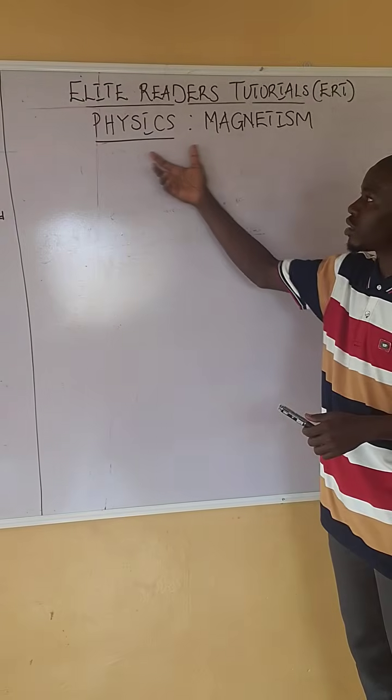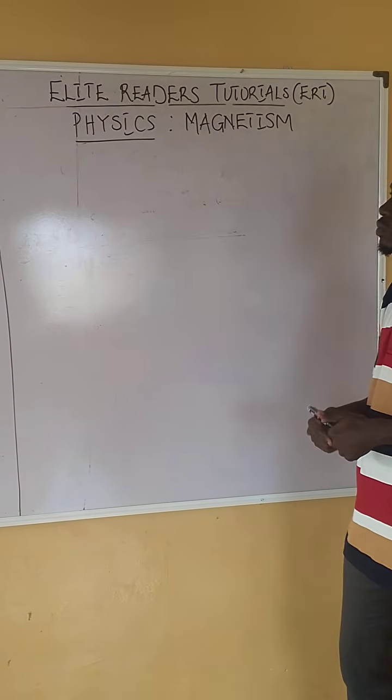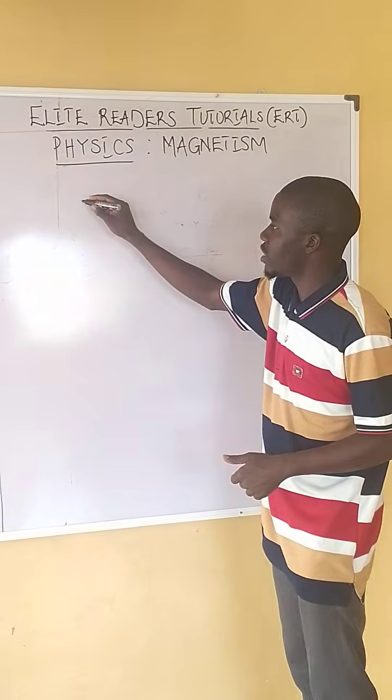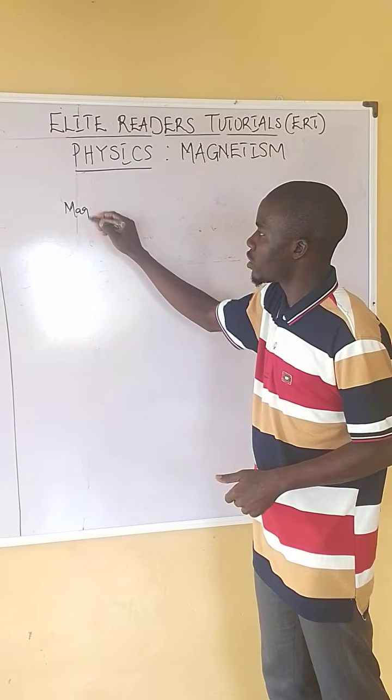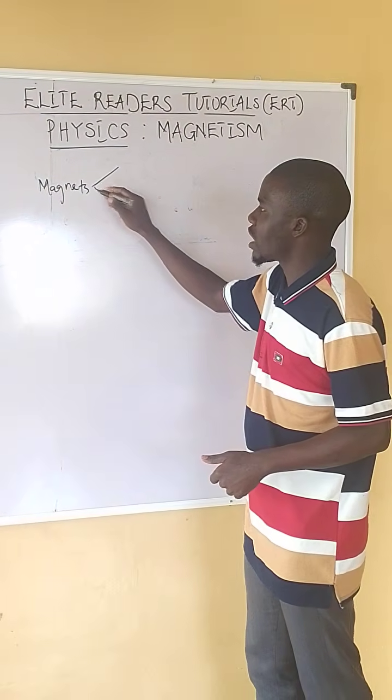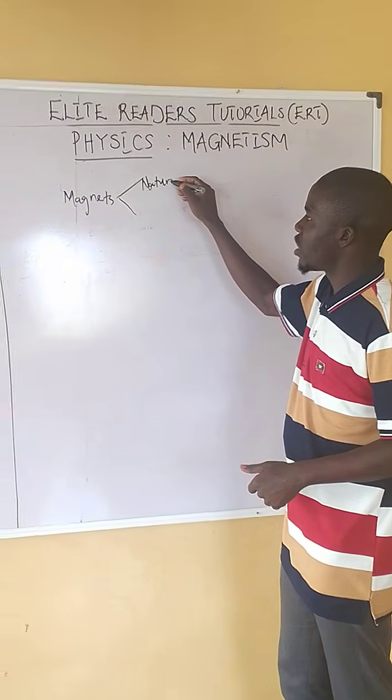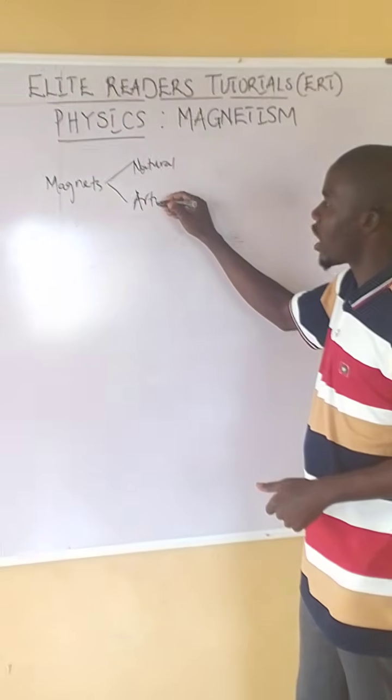We'll be looking at magnetism in physics. Now, let's talk about what magnets are. Magnets can be natural or artificial.